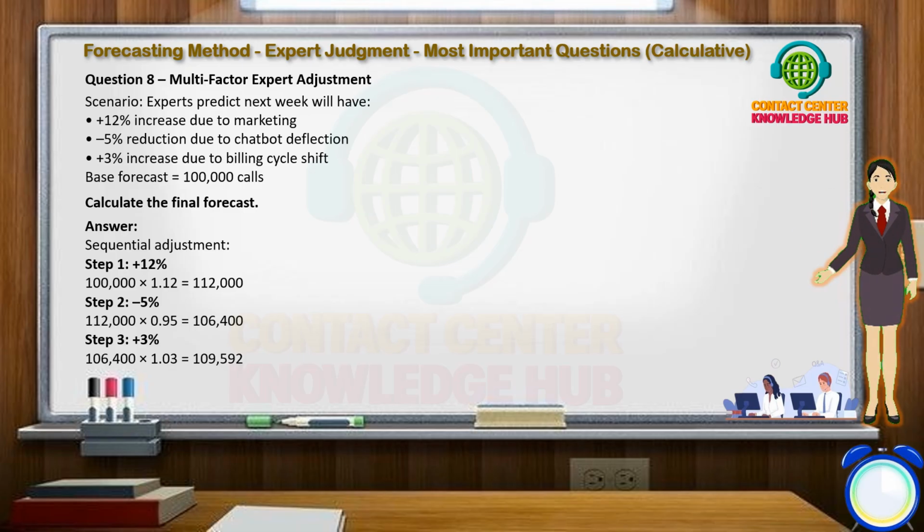Step 3. Apply the plus 3% billing cycle shift increase. A 3% increase means multiply by 1.03. So, 106,400 times 1.03 is equal to 109,592 calls. Final answer. The expert judgment final forecast is 109,592 calls. Key takeaway. When multiple drivers are in play, apply adjustments step by step so you capture the compounding effect, and your forecast reflects the real combined business impact.